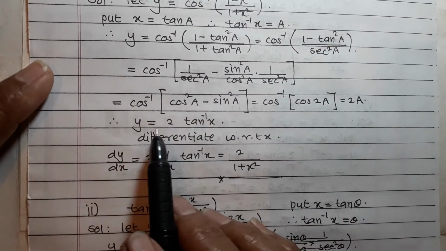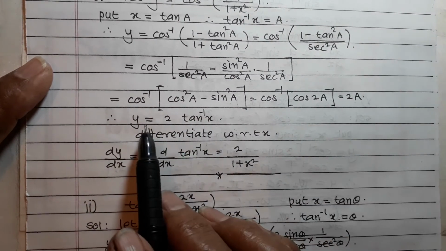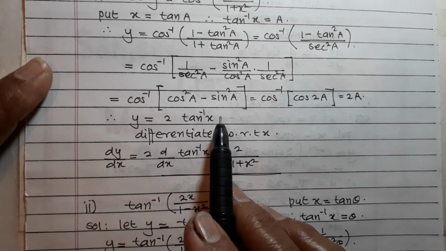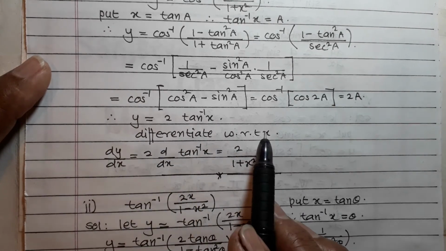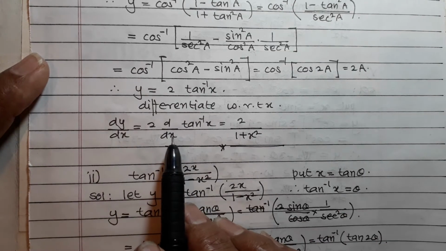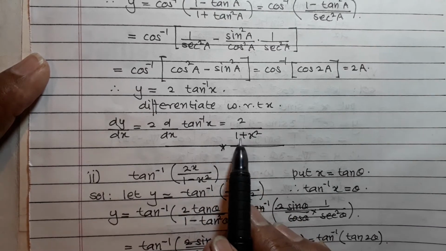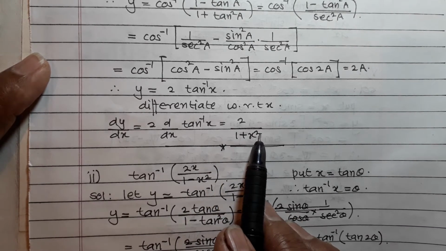Now y is equal to 2A, and for A you substitute tan inverse x. So y is equal to 2 tan inverse x. Differentiate with respect to x. dy/dx is equal to 2 d/dx of tan inverse x, which is equal to 2 upon 1 plus x square.